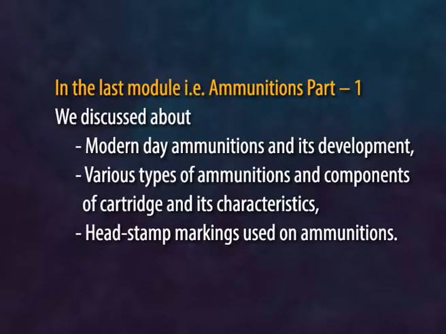In the last module, that is Ammunitions Part 1, we discussed modern day ammunitions and their development, various types of ammunitions, and components of a cartridge and its characteristics. Also, you studied about head stamp markings used on ammunitions. We will now be taking up Ammunitions Part 2. So, dear students, let us start with today's module.